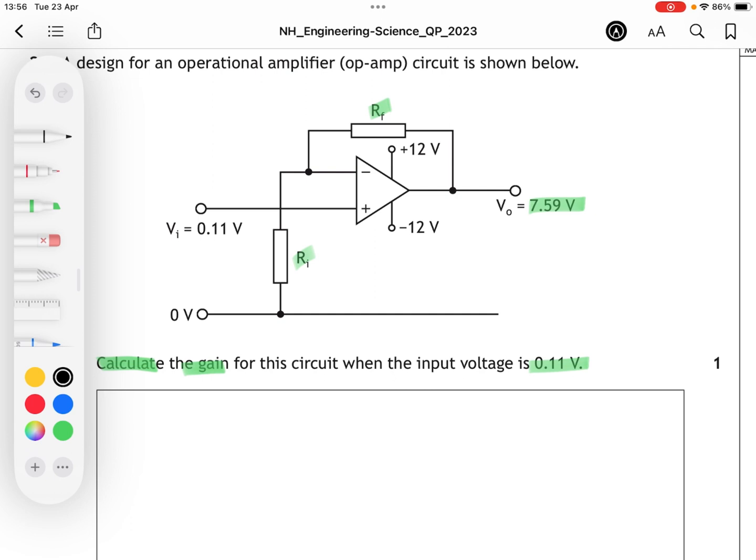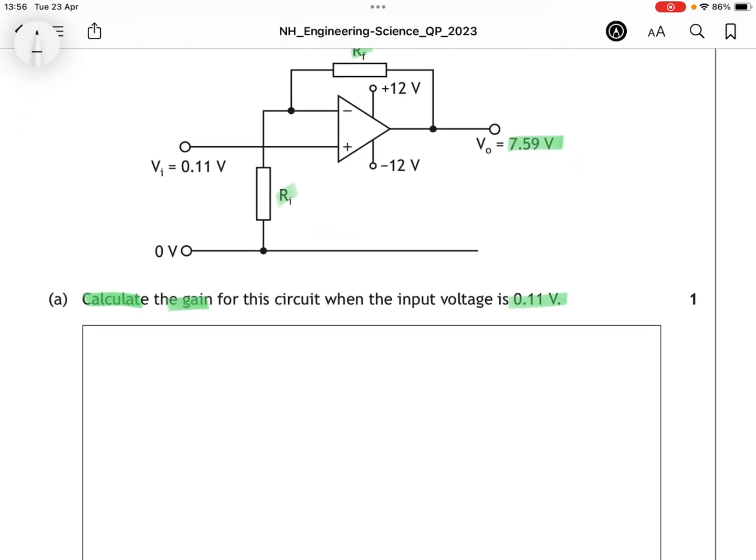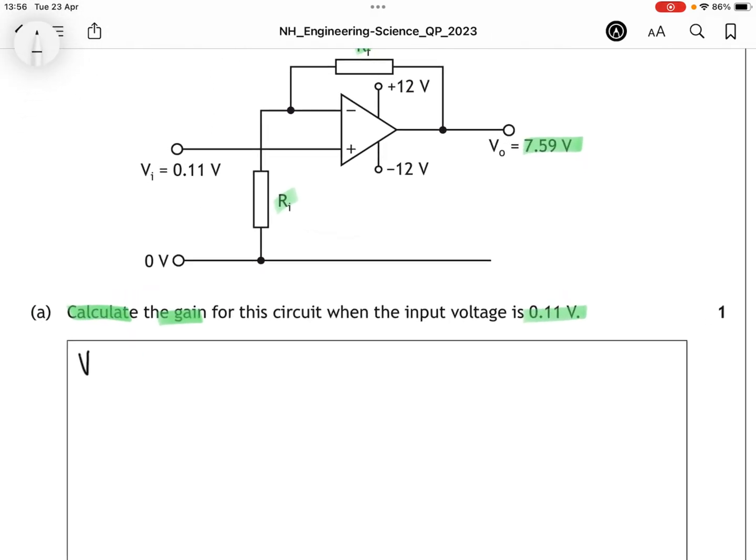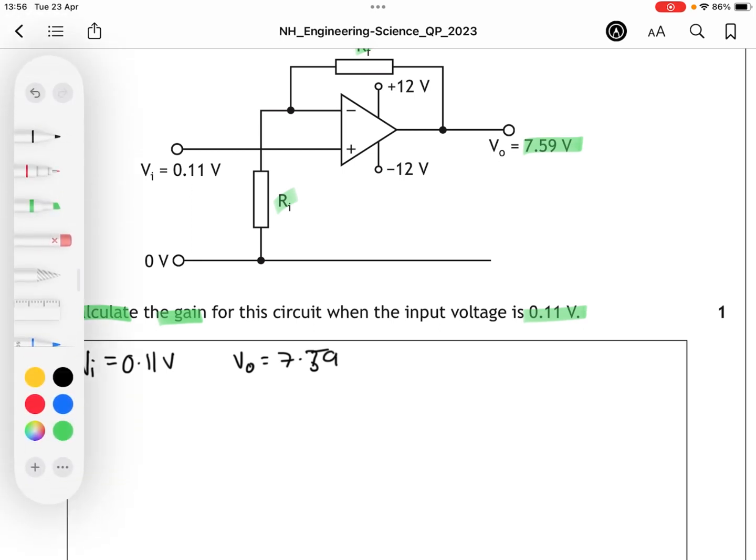One of the things I'd always encourage students to do is to write out what you've got in case you need just that little bit of a jog of memory. So VI is 0.11, VO is 7.59, and I'm being asked for the gain.